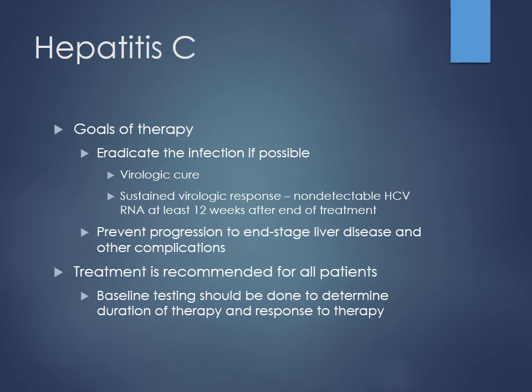So our goal nowadays is going to be to eradicate the infection, so we can get virologic cures now, which is great, and then we want to have a sustained virologic response. So oftentimes we're measuring HCV RNA levels. You want to make sure that they're undetectable for at least 12 weeks after the end of treatment. So we want things you can go back and monitor to make sure they stay negative from that standpoint. And then obviously, if we can't clear the infection, prevent complications that arise from that. Treatment is going to be recommended for all patients, basically to prevent those complications from occurring.